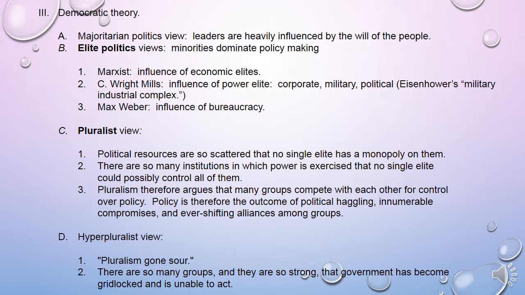The second is the elite politics view, with minorities, and not minorities in the sense that you think of them, black, Hispanic, etc., but small parties, small groups of people. They dominate policymaking. Underneath that, a few people talked about those. Marx talked about the influence of economic elites. Marx, of course, is famous for his socialist doctrine. C. Wright Mills talked about the power elite, whether that be corporate, military, or political.